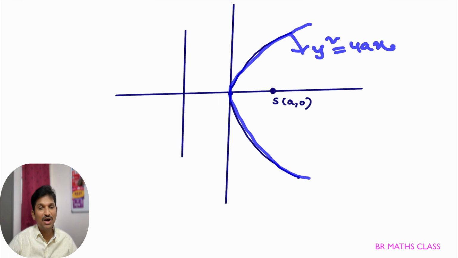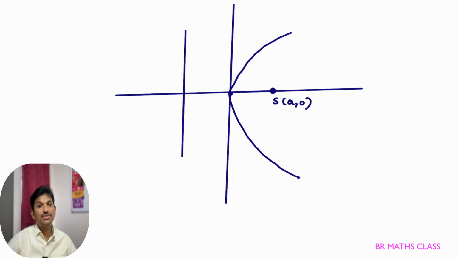I hope you understand what I am trying to say here. You need not memorize these formulas. You draw the diagram like this. From that alone you can easily say what the vertex is, what the focus is, what the axis is, and what the equation of the directrix is. All those things you can say easily. A little bit of practice is needed, that's it.